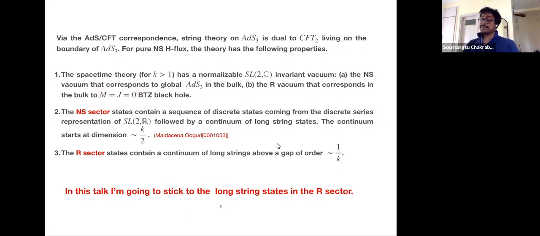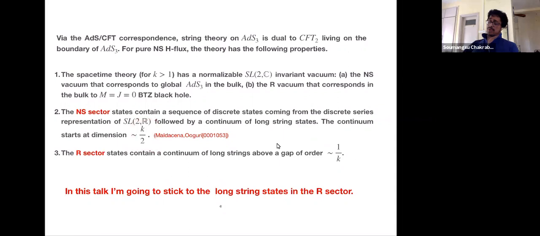The NS sector states contain a sequence of discrete series states, and also the continuum of so-called long strings, which belong to the continuous representation of SL2R, while the short strings belong to the discrete representation of SL2R. There is a gap between the ground state and the continuum, and the gap is K over 2.